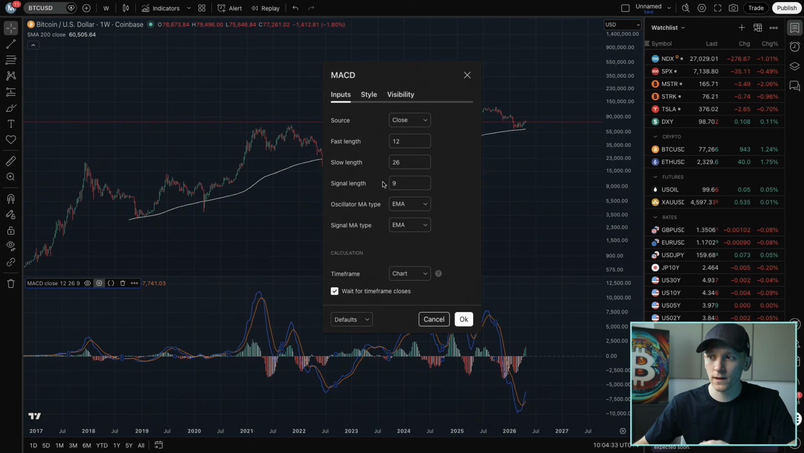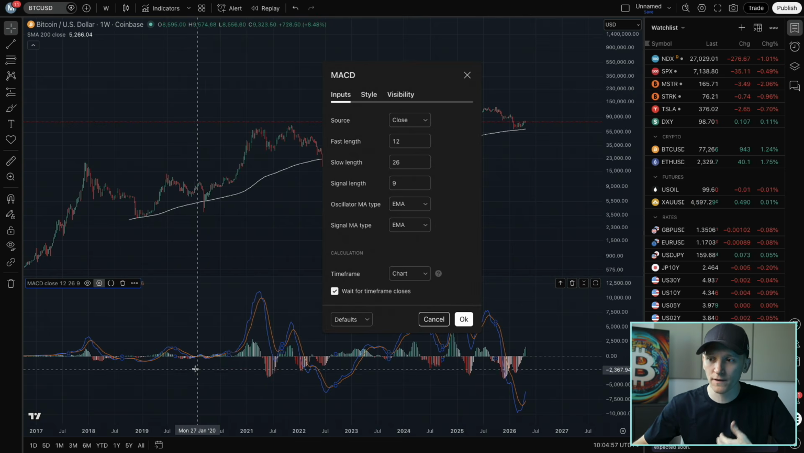Now, the signal line here is a 9-period moving average of these two. So basically, how are these two moving? And then you smooth them out a little bit to get the signal line. So short-term price action, is it bullish moving above the signal line? Or is it bearish moving down below the signal line? And the histogram here just shows that move as well, right?